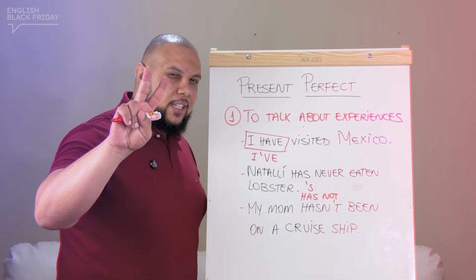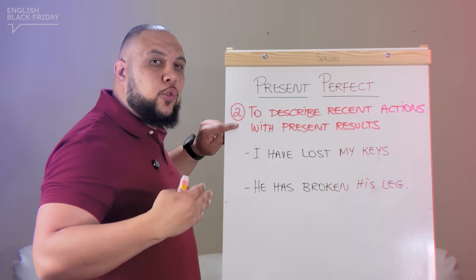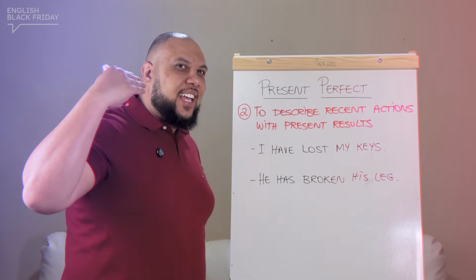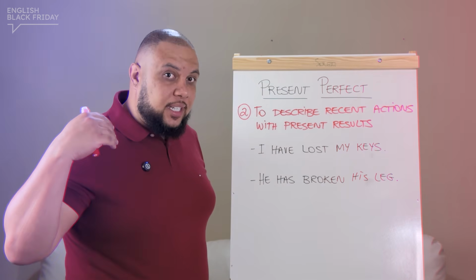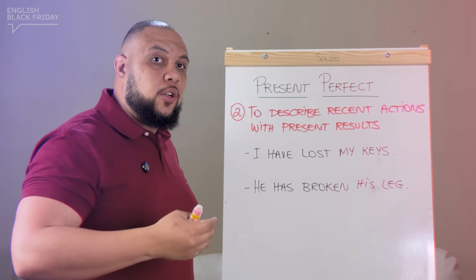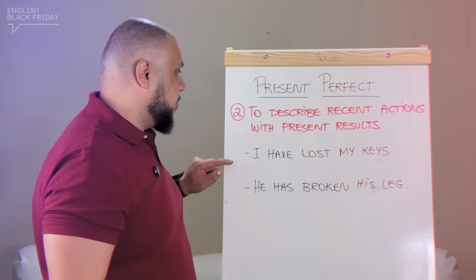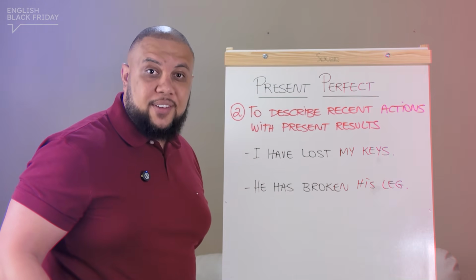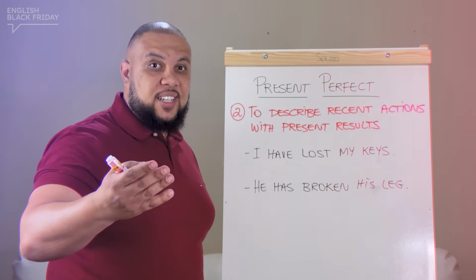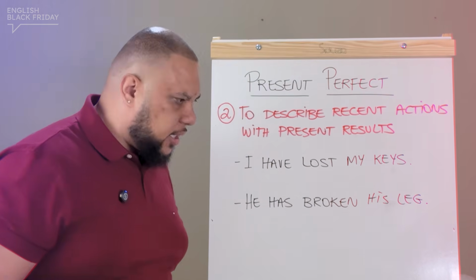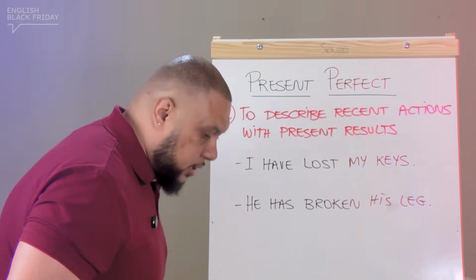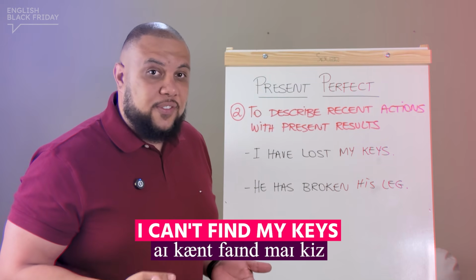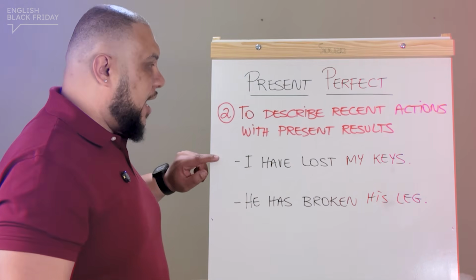Clear? Second function: to describe recent actions with present results. So think about it: it's an action that happened recently, but we can still see the results right now. For example, I have lost my keys. Well, if I say I have lost my keys, that means I recently lost my keys because I'm here looking for my keys. And what is the result now? The result is that I can't find my keys. So I have lost my keys.